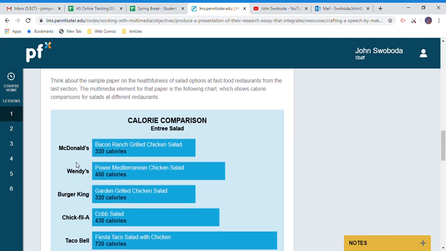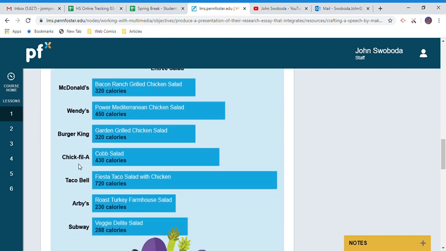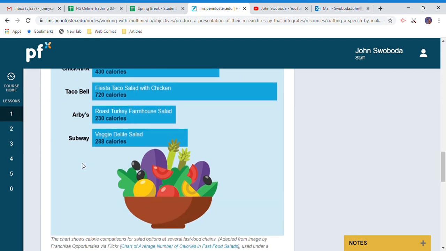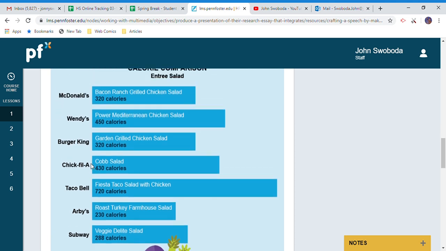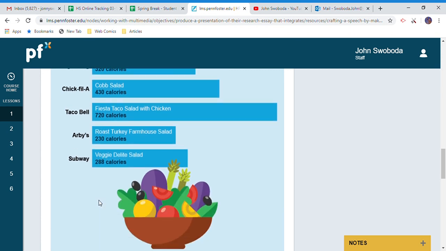Calorie comparison. Oh, right. Their example was talking about salads. Taco Bell has a salad? Okay. So this is a graphic that you might use in a presentation, and what it does is show you that Arby's roast turkey farmhouse salad has the fewest calories just by looking at the bars, and Taco Bell has the biggest one, 720, nearly 3 times that of the Arby's salad.